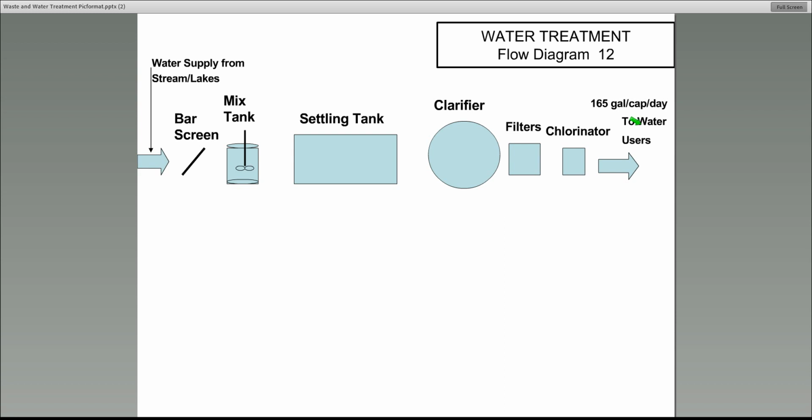Now, for the people who are taking civil engineering in the morning, you could have some questions dealing with the quantity of water flow that is going through any of these units, but you're probably not going to have a lot of questions dealing with the chemistry involved, which is covered in the appendix.